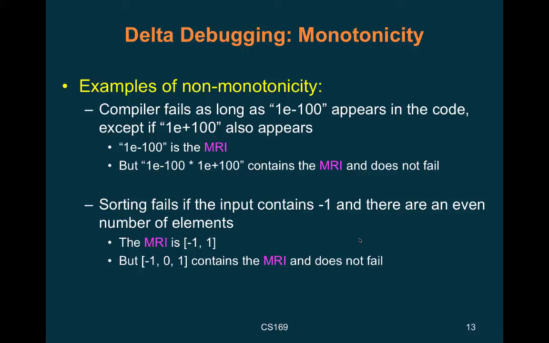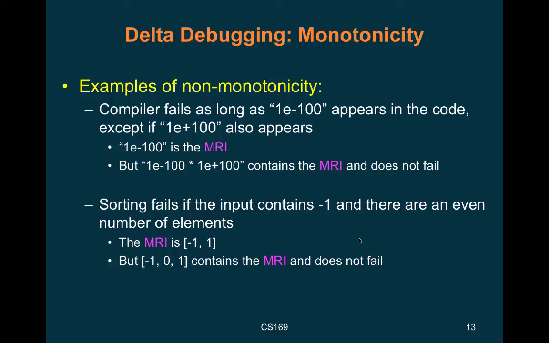Back to sorting. Sorting fails if the input contains -1 and there are an even number of elements in the array. So one of the MRIs is this array, because -1 is there and there's an even number of elements. But this one contains the MRI and suddenly doesn't show the crash. Because of this, you try this, you don't see the crash, you don't know. Maybe the bug is there and it's hidden because of non-monotonicity, or it's somewhere else, so you have to look somewhere else. Okay? This is very important.